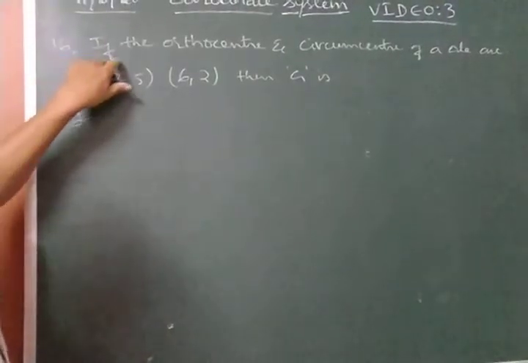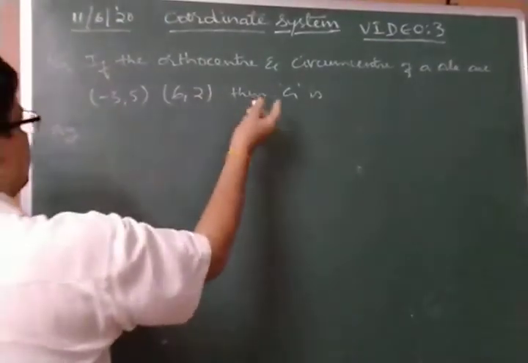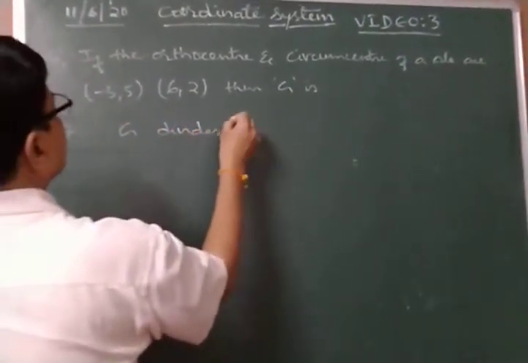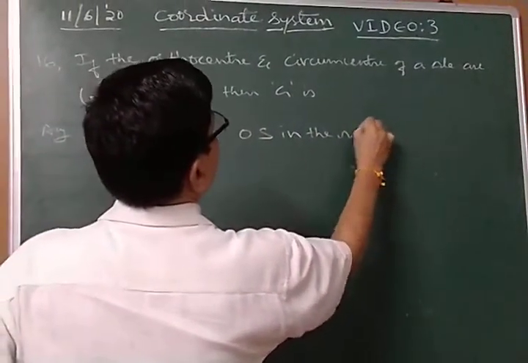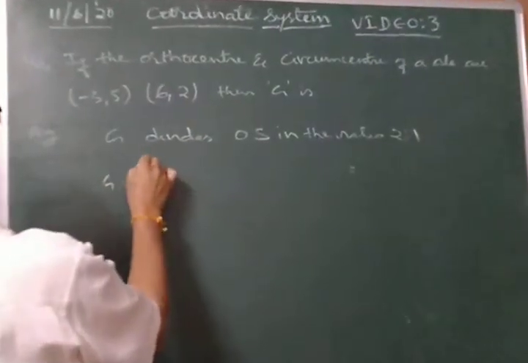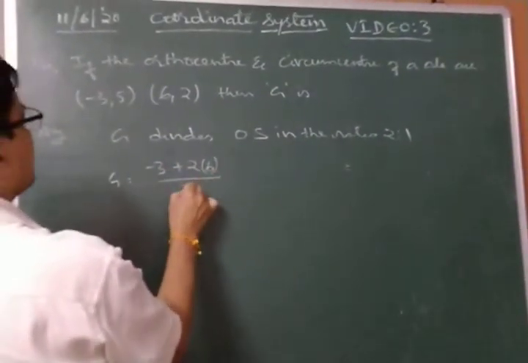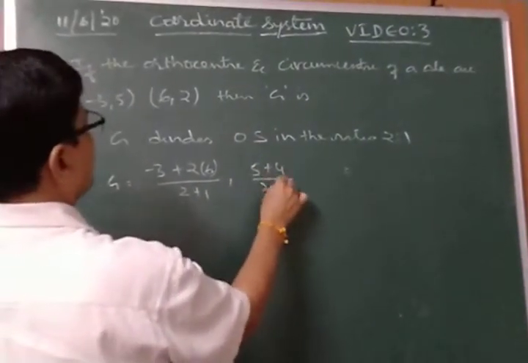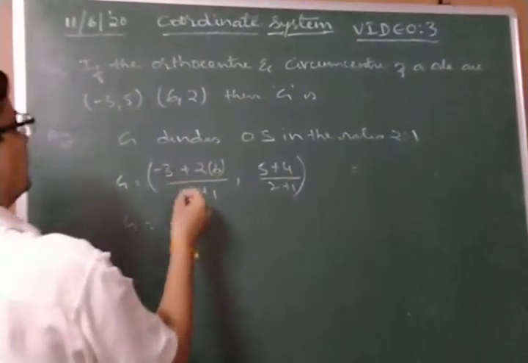Question number 16. If the orthocenter and circumcenter of a triangle are (minus 3, 5) and (6, 2), then G is... We know that G divides the line joining them in the ratio 2 to 1. So G is equal to ((minus 3 plus 2 into 6) by (2 plus 1), (5 plus 4) by (2 plus 1)), that is (9 by 3, 9 by 3).